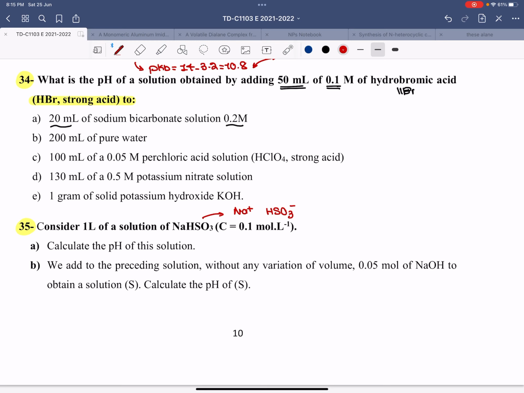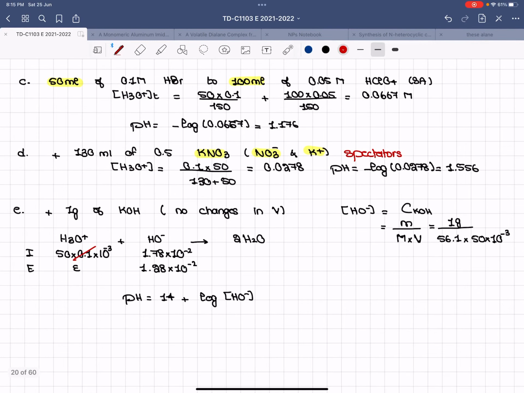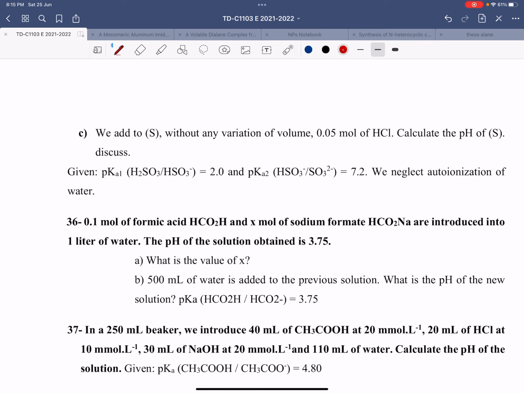And we need the pKa for this. We don't have the pKa given. Okay, the pKa of H2SO3 to HSO3 minus is 2.0. The pKa of HSO3 minus to SO3 2 minus is 7.2. Remember that HSO3 minus is basically the ampholyte.